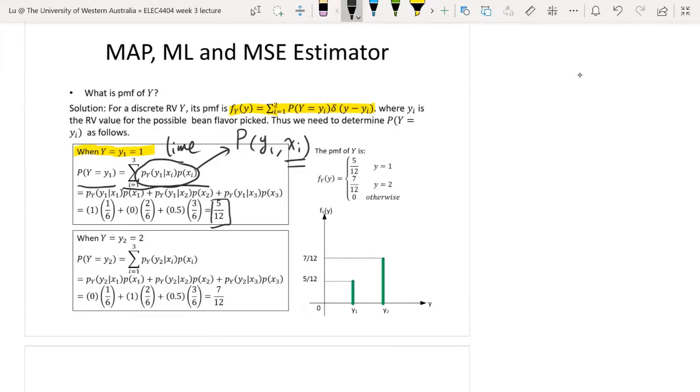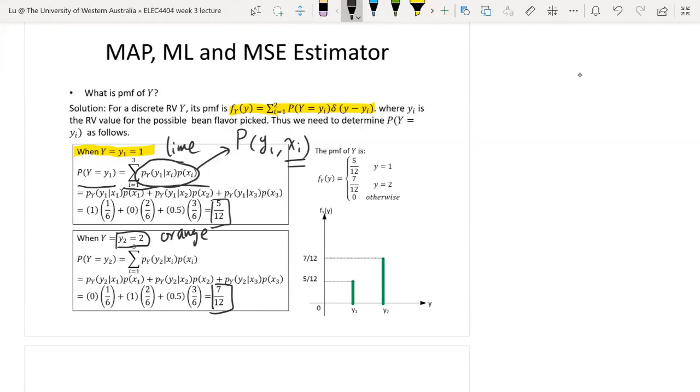Repeating the same procedure for the Y2 equal to 2 case, this means the orange flavor bean, the result is 7/12. Those are the two cases. Of course, if you add these two probabilities together, 5/12 plus 7/12 is 100%. That means you have only two options. One is lime flavor, one is orange flavor of the beans from the bag, nothing else. This is totally true.